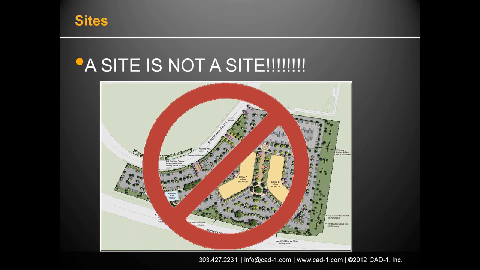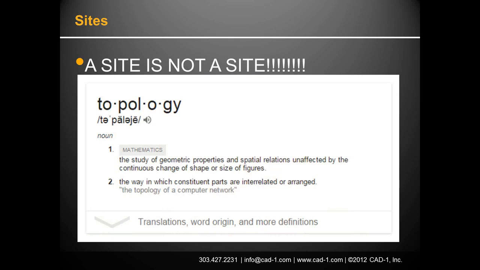Well, I looked it up on Google, just like everybody does for everything. And as you can see here, a topology is the study of geometric properties and spatial relations unaffected by the continuous change in what? Well, let's look at that second one. The way in which constituent parts are interrelated or arranged. So, how are these things interrelated? So basically what a site is, it's a bunch of things that interrelate with those other things.